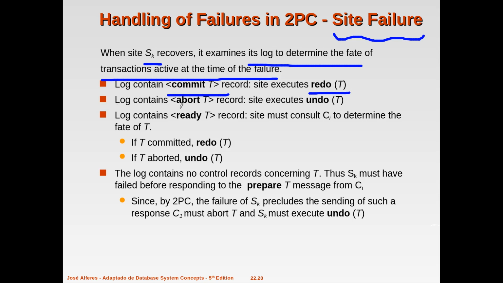Now if the log contains an abort T record, we can understand that it was the transaction coordinator who sent abort T. Then after that only the site Sk went under failure. It will do an undo operation. So whatever operations the transaction had executed on that particular site will go for undo operation. So all that will be undone.